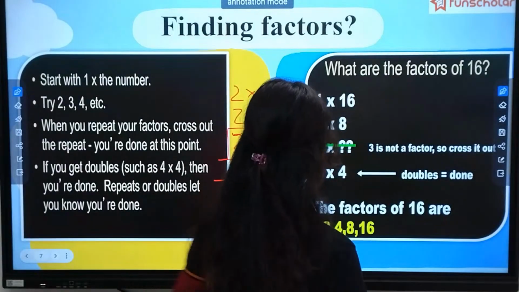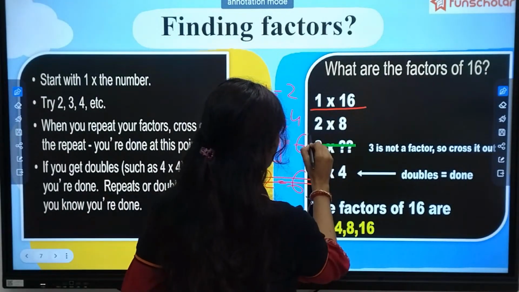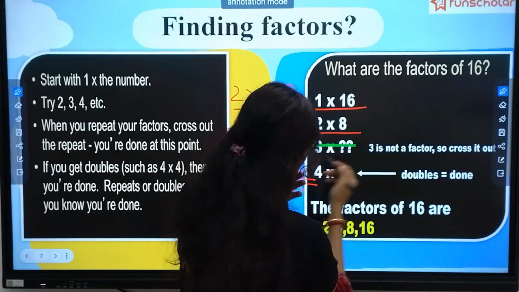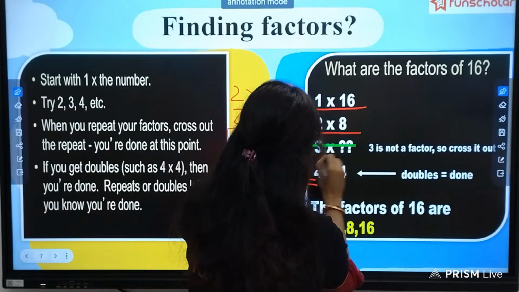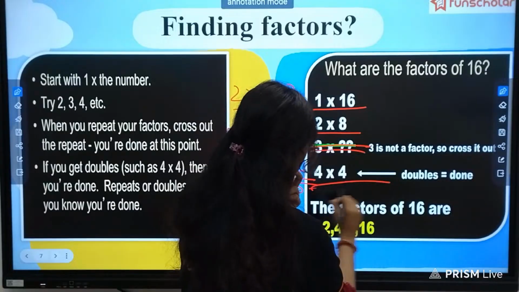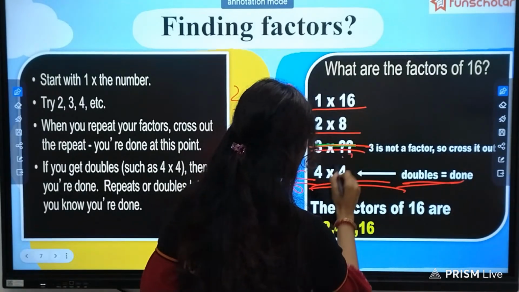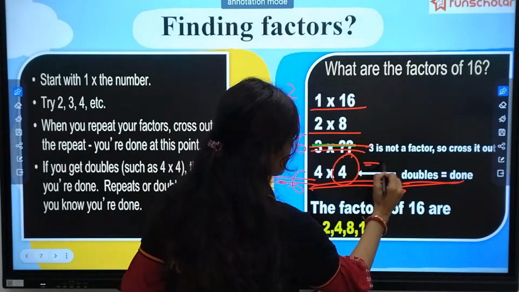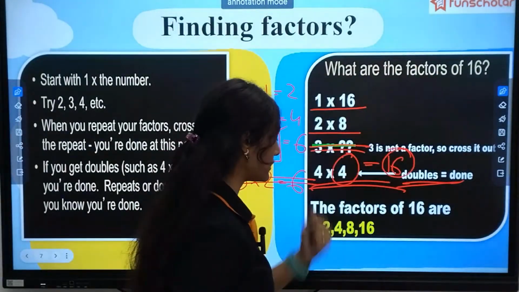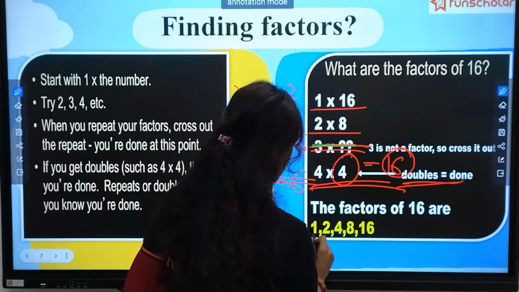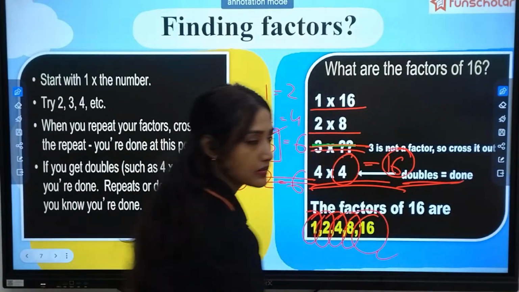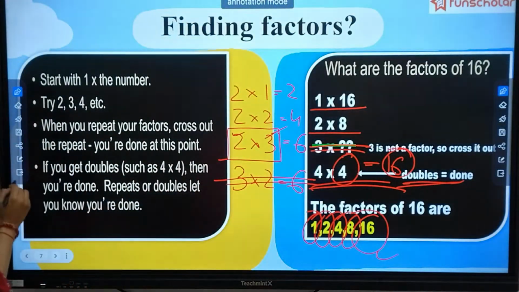What are the factors of 16? 1 into 16, 2 into 8, 3 into... 3 is not a factor, so cross it out. Obviously 4 into 4. So up to 4, when it becomes the same as the number 16, you don't need to calculate further. So the factors of 16 will be 1, 2, 4, 8 and 16. Clear? Okay.